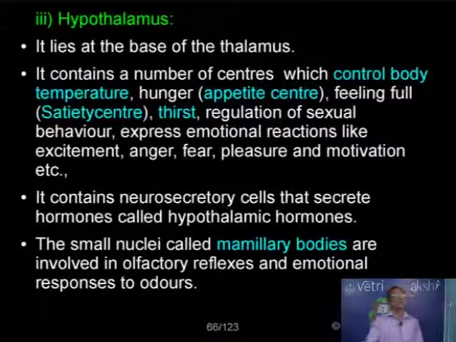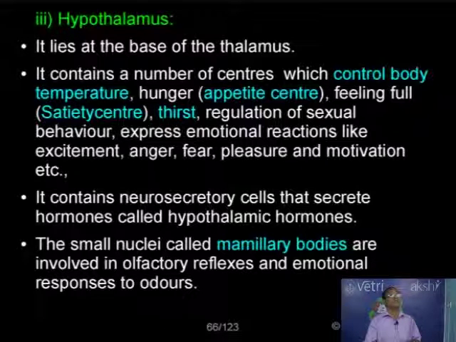Not only is it a center for thirst, appetite, satiety, sexual behavior, and various emotional reactions, this region also secretes certain hormones, called hypothalamic hormones or neurosecretory hormones, that control the activities of the pituitary gland. It contains neurosecretory cells in addition to the nerve cells. These cells secrete hormones called hypothalamic hormones, releasing factors or inhibiting factors, which control the activities of the pituitary gland.